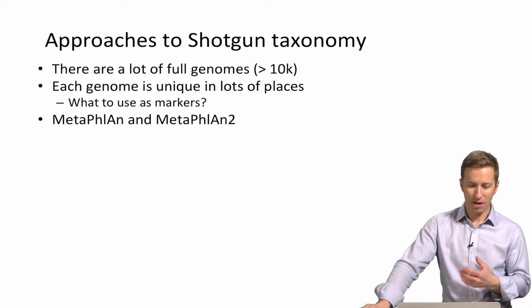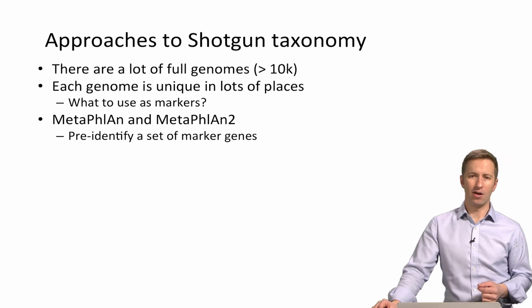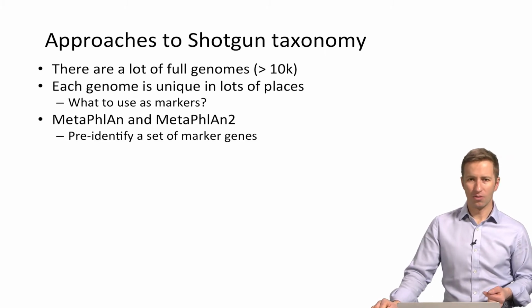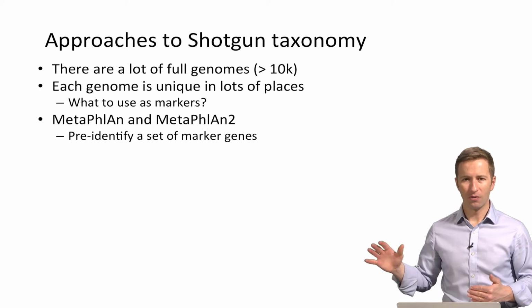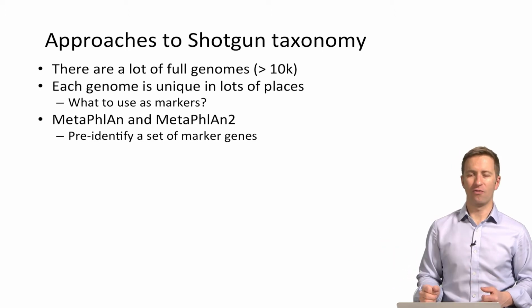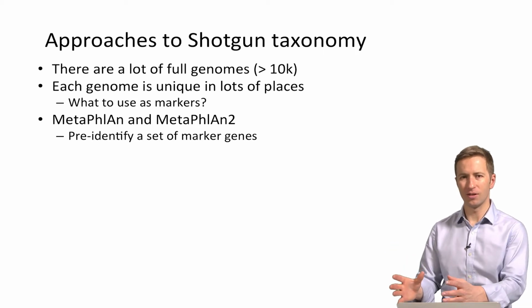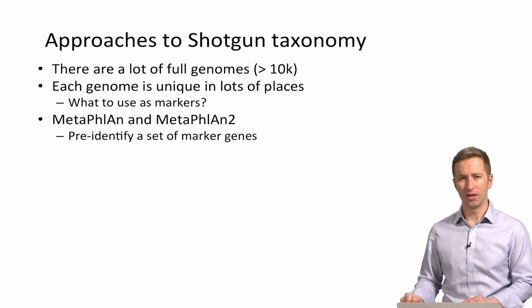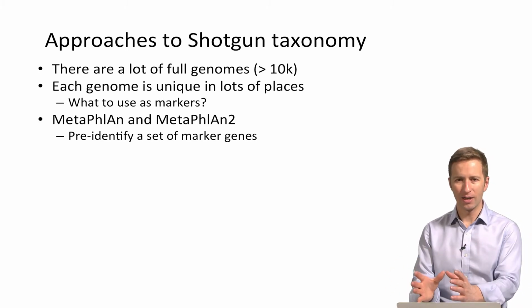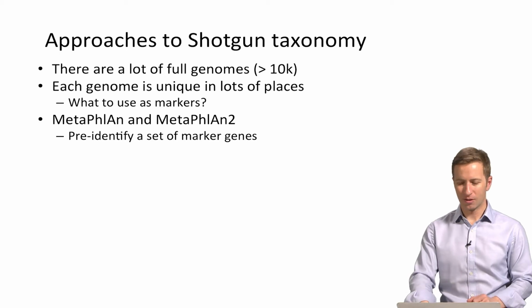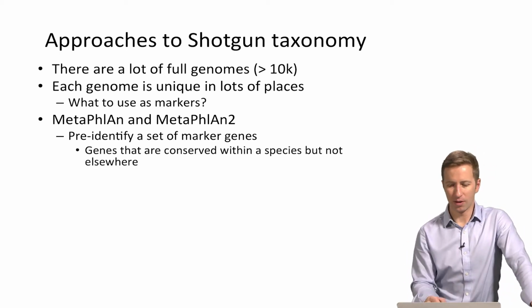MetaPhlAn, and there's a MetaPhlAn 2 out now, pre-identifies a set of marker genes. So they systematically walk through all of the different species and find out what genes are consistently there within all of the strains in that species and not there in other species, or even genes that are unique to a particular strain within a species.